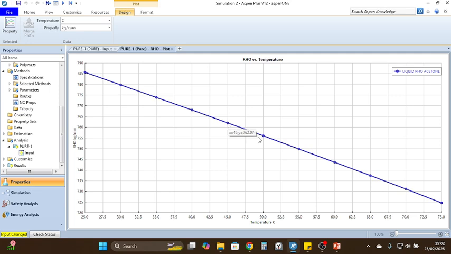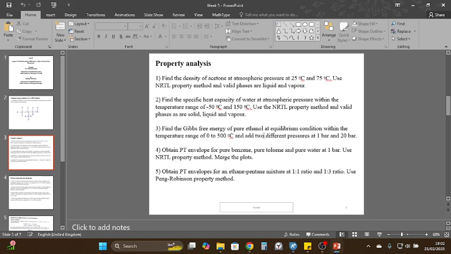Is there any doubt in this problem? It is a very straightforward problem. This is for a pure component analysis.